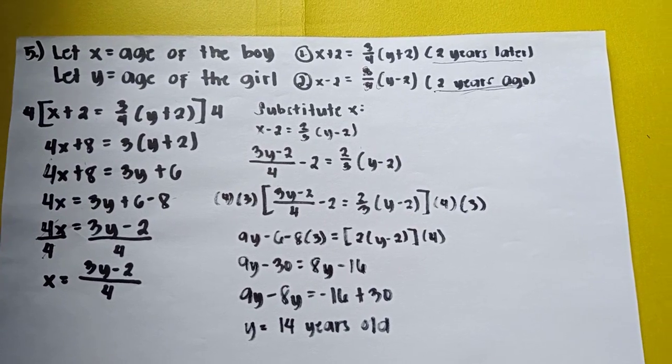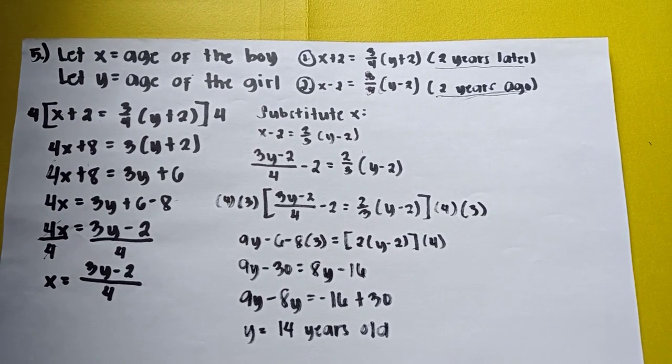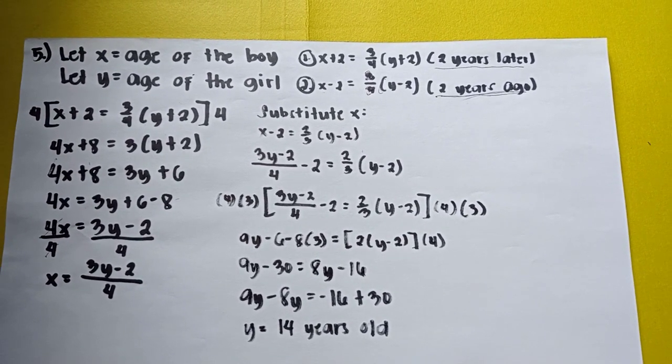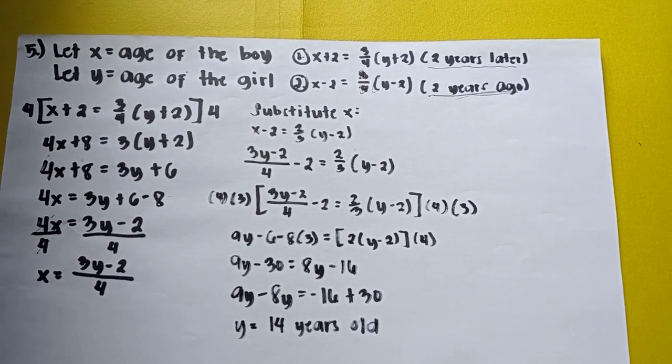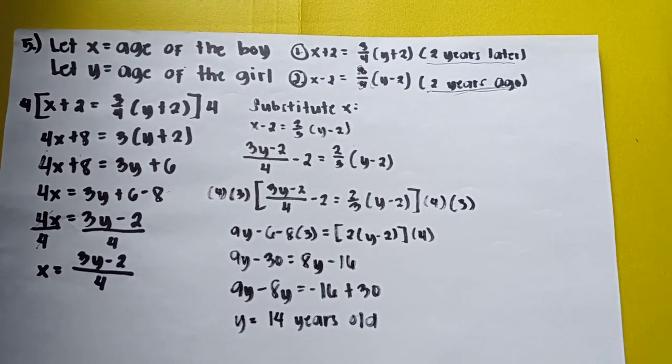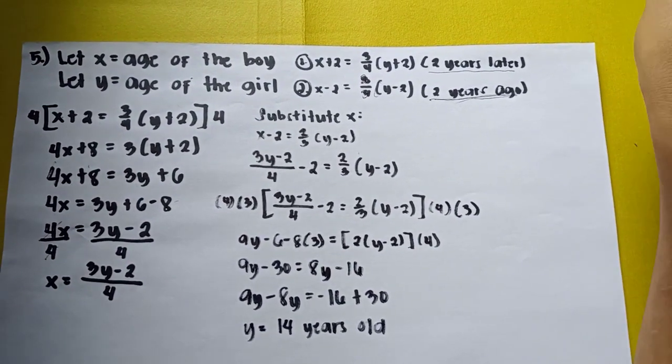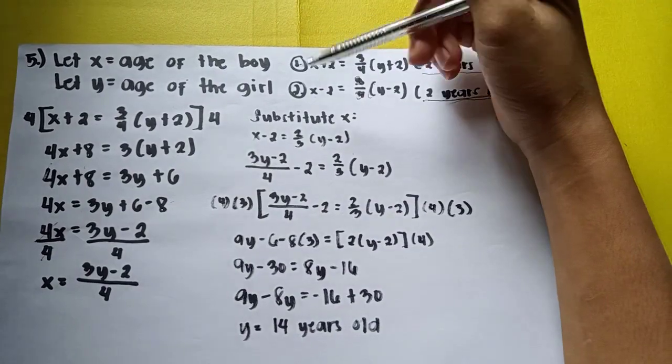Problem number 5. In 2 years, a boy will be 3/4 as old as her sister. 2 years ago, he was 2/3 as old as she. How old are they? So let X be the age of the boy, and then let Y be the age of the girl or the sister.